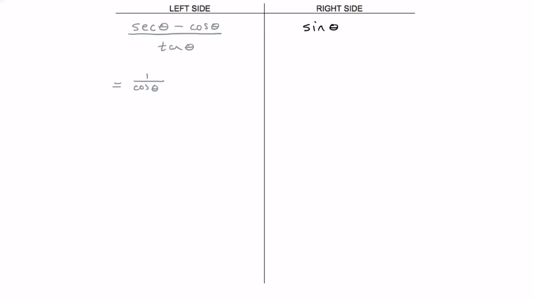Okay, first thing I'm going to do, change everything to sine and cos. So secant becomes 1 over cos, tan becomes sine over cos. Right hand side is just sine theta. There's really nothing to do.